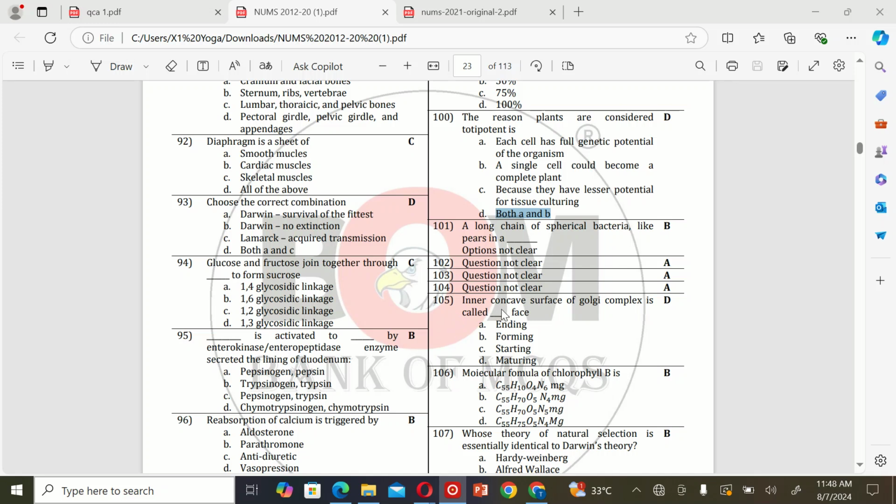The next MCQ is, inner concave surface of Golgi complex is called dash face. A. Ending. B. Forming. C. Starting. D. Maturing. So the correct option is D.